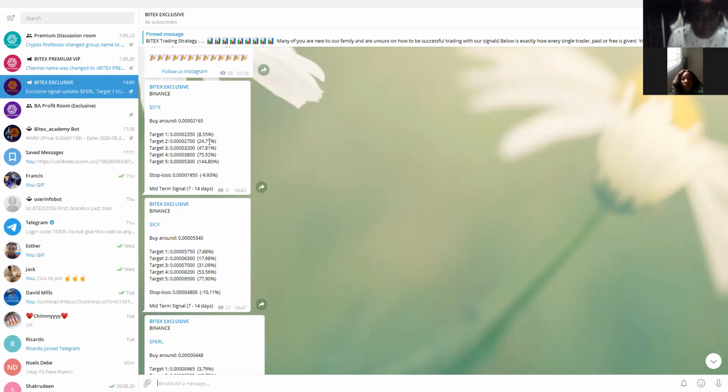But if you are using Binance alone, you have to use only one sell option. So as a beginner, we are trying to tell you to use the lowest target for you to understand, for you not to be greedy. Are you getting my point now?